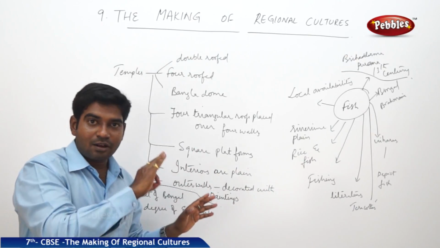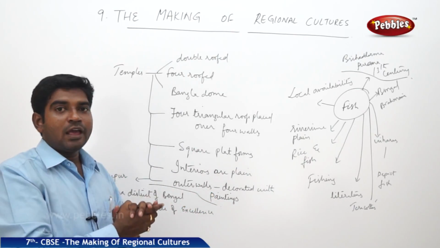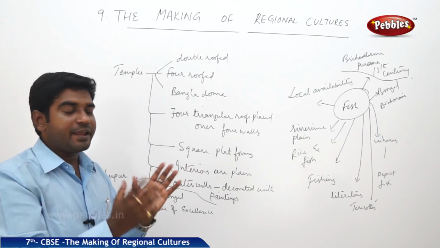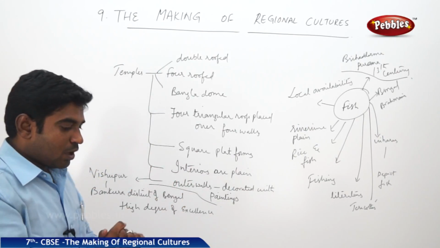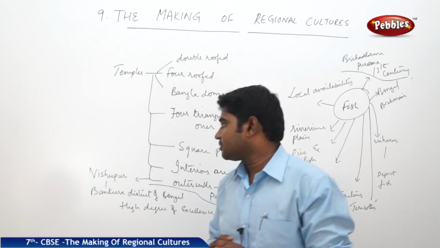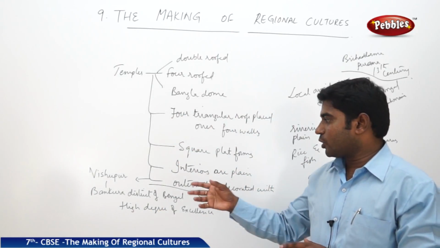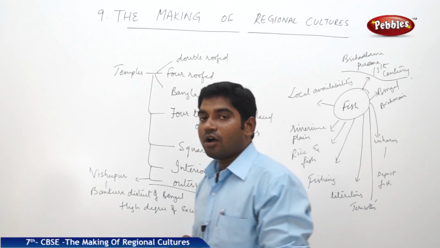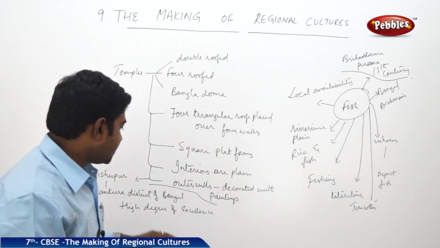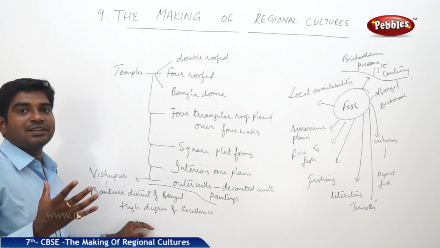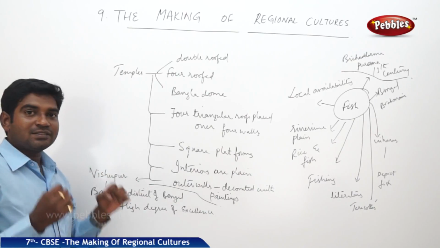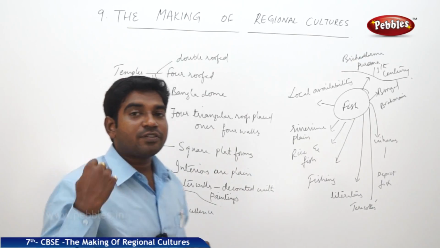Generally the interiors are plain, while the outer walls are decorated and painted with different paintings. One such famous temple is the Vishnupur temple, located in the Bankura district of the Bengal region, whose outer painting is considered to be of the highest degree of excellence.